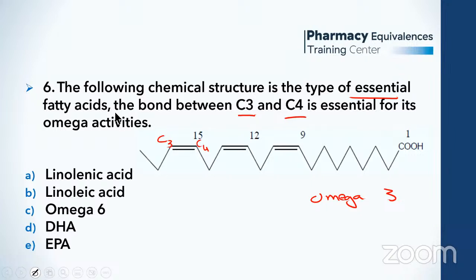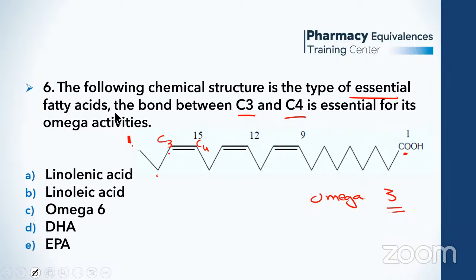So when carbon number 3 has the double bond, we call it omega 3. When the first double bond is present in carbon number 3, we call it omega 3. The numbering for omega should start from this carbon: this is number 1, 2, 3. While for IUPAC nomenclature, the numbering should start from this carbon, the carboxylic group.